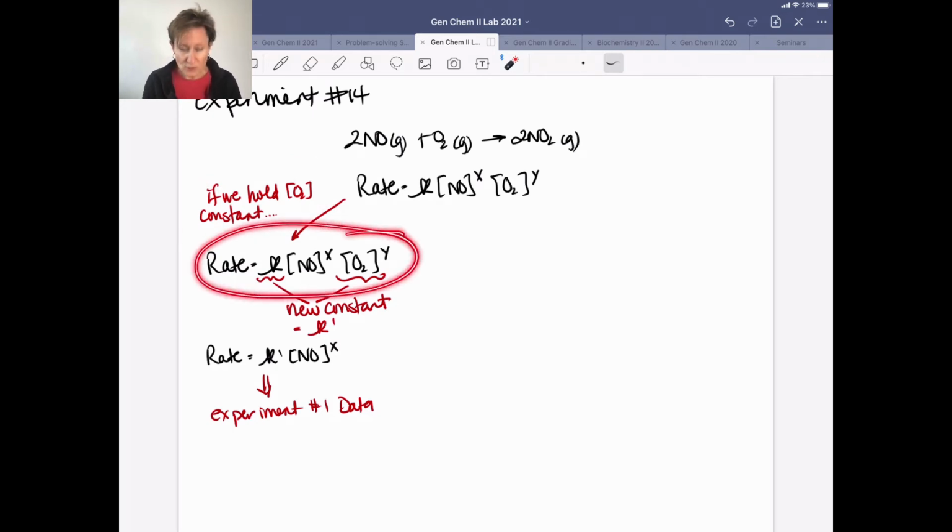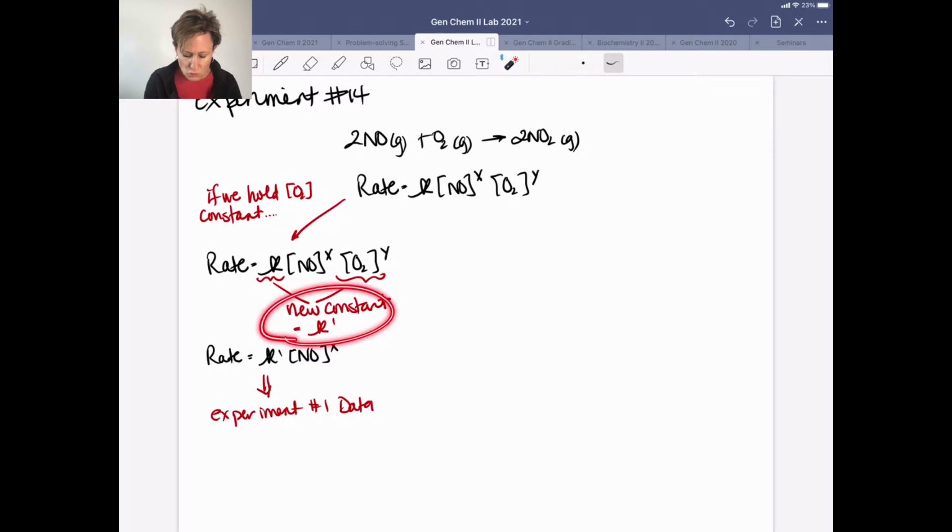So looking at our generic rate law here, if we were to hold oxygen concentration constant, what we would have here is essentially 2 constants in this rate law. So this rate constant obviously is constant, but if we're not changing the oxygen concentration, we can lump that together with this rate constant and create a new rate constant. Let's just call it K prime and rewrite our rate law here. Rate equals rate constant times the concentration of NO to the power X. We're going to use experiment 1 data to determine what the value of X is, what the reaction order is, by determining what this data looks like when we plot it in 3 different ways.